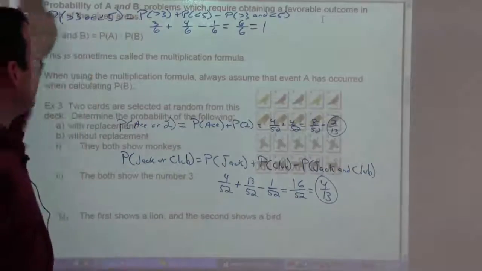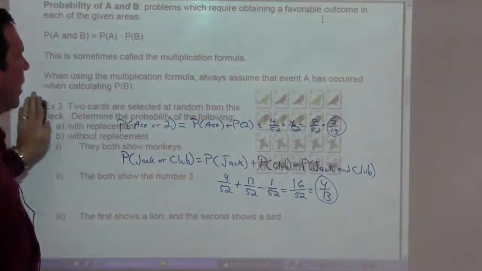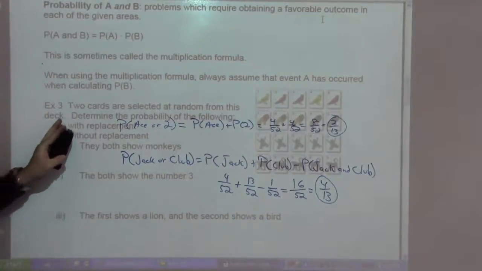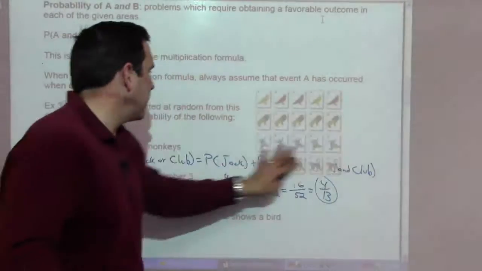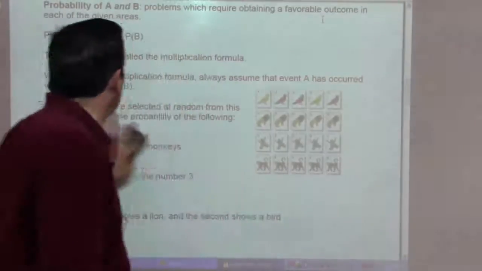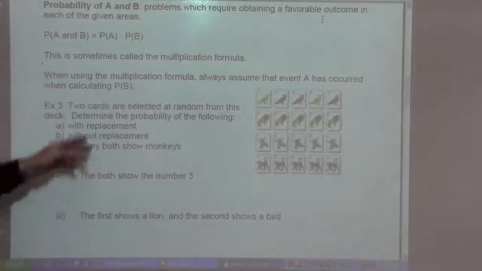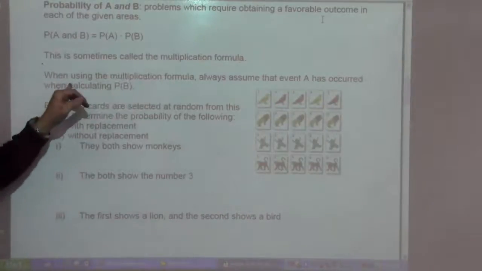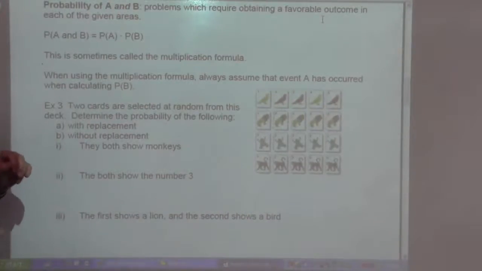Probability of A and B. These are problems which require obtaining a favorable outcome in each of the given categories. This is sometimes called the multiplication formula. When using the multiplication formula, always assume that event A has occurred when calculating the probability of B.